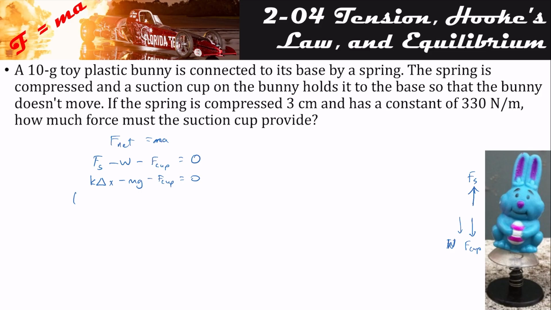So it says the K is 330 newtons per meter, and we're compressing 3 centimeters. Well, that needs to be converted. There's 100 centimeters in a meter, so it'll be 0.03 meters. Our mass is 10 grams. There's 1,000 grams in a kilogram, so it'll be 0.010 kilograms.